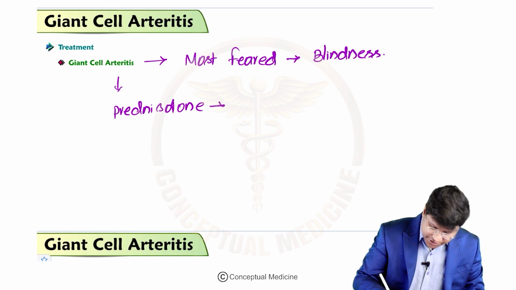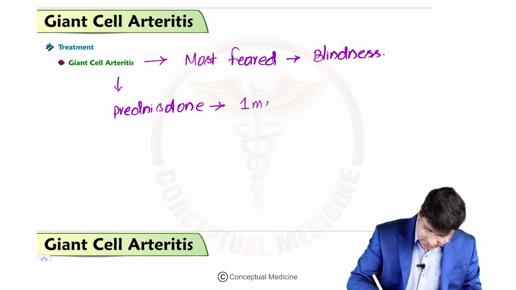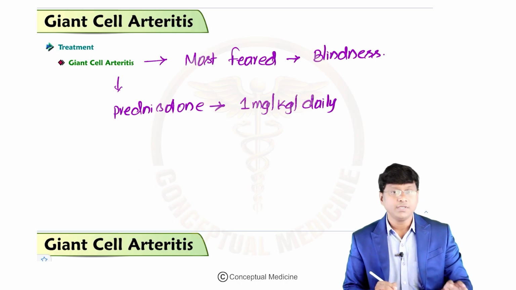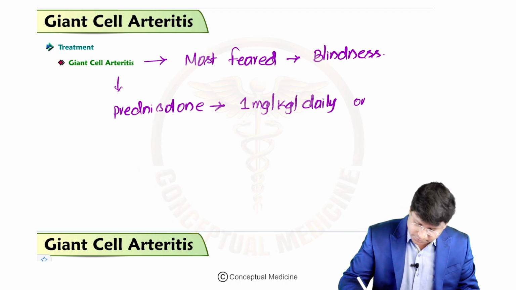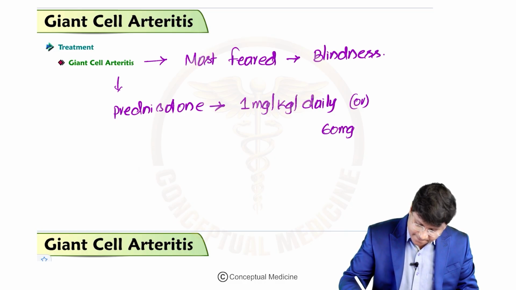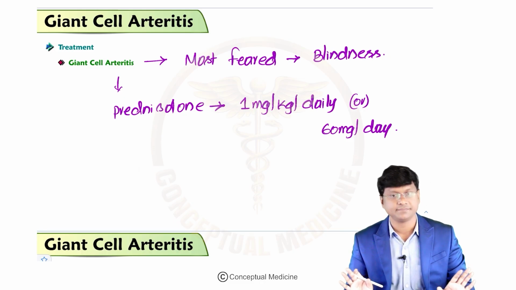What should be the dosage of prednisolone here? That is around 1 milligram per kg daily, or 60 milligrams per day orally, which should be initiated immediately.